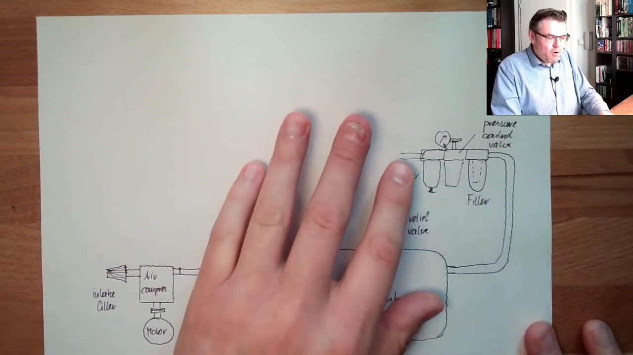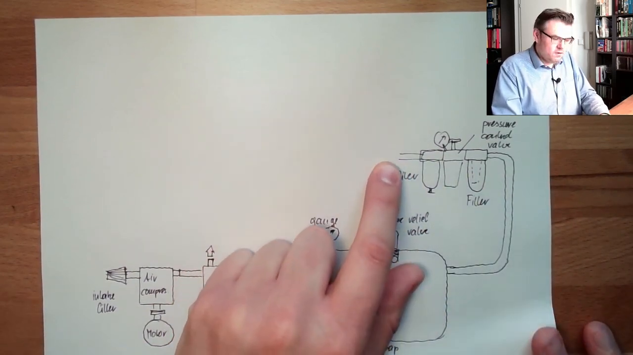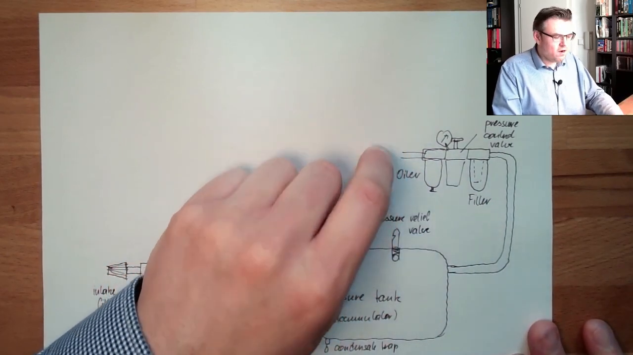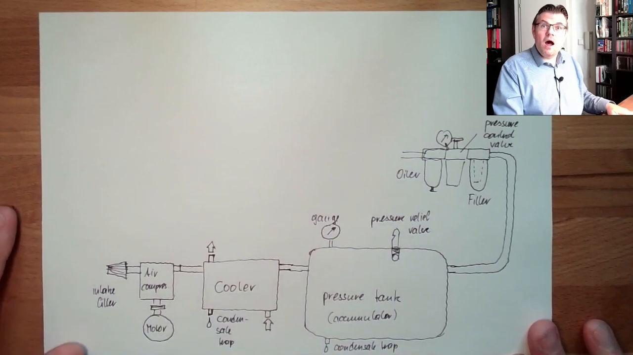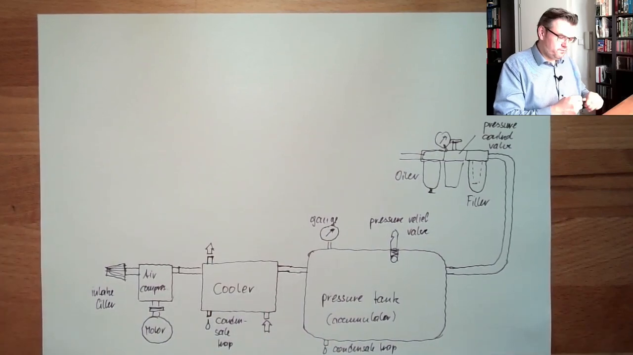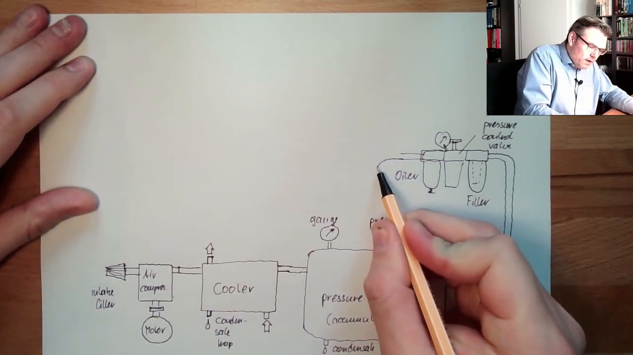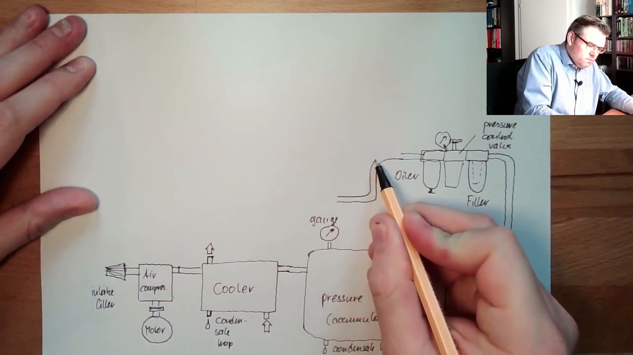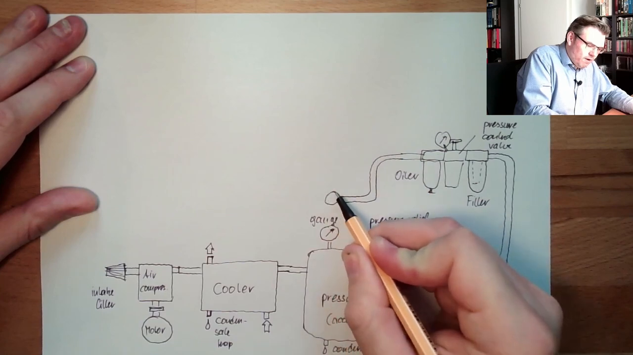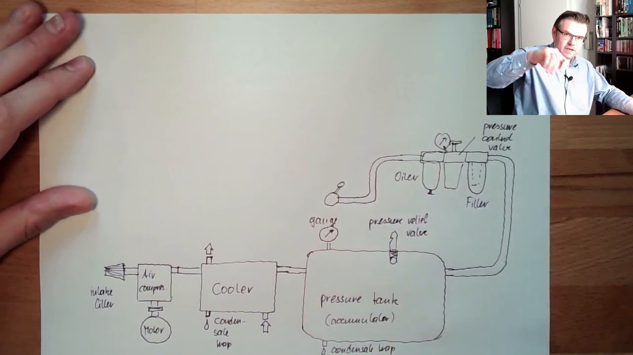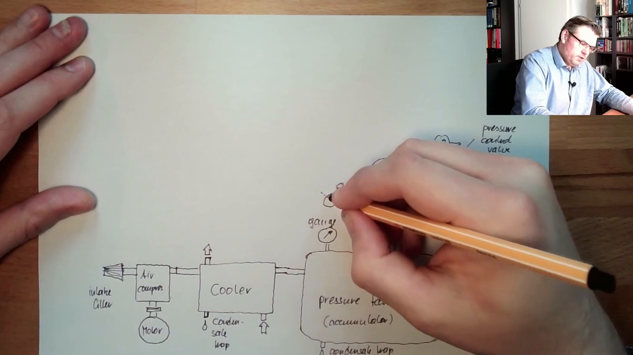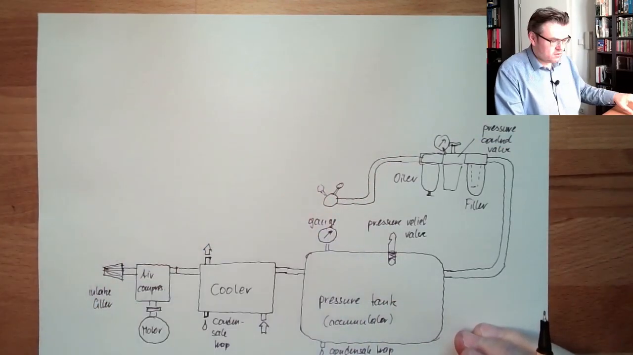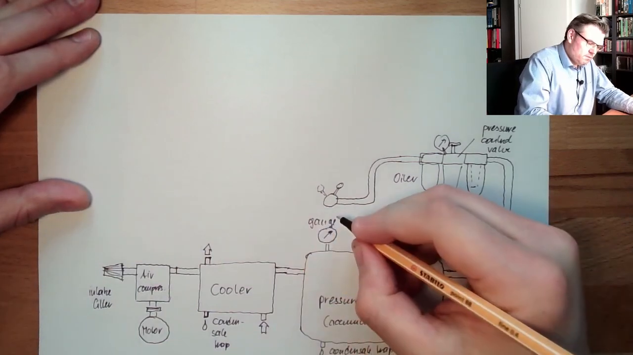So now we have treated air. Here we have pressure, dry, and also treated air. All parameters of the air are ready for our application. So we are going to some main valve. The main valve usually has a handle, and I can switch on and off the air in my system. So this is the main valve here.